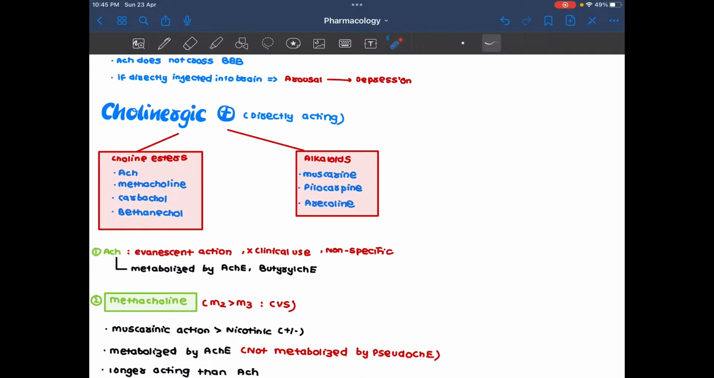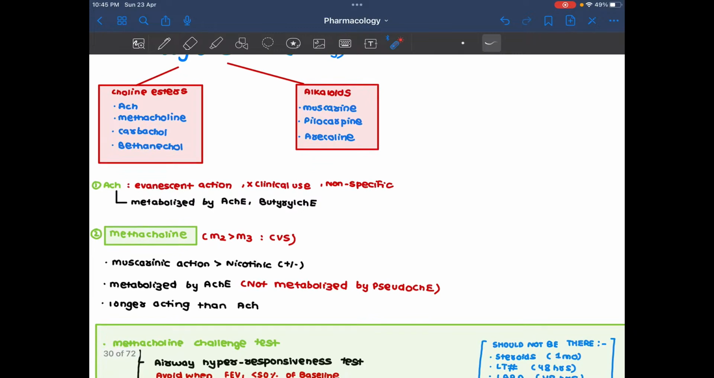We have choline esters and we have alkaloids. In choline esters we have acetylcholine, methacholine, carbachol and bethanechol. And in case of alkaloids there is a separate group. We have muscarine, pilocarpine and arecoline. In case of alkaloids, I'm going to only use pilocarpine as a significant drug for us because that is important for us clinically. Choline esters: acetylcholine, methacholine, carbachol, bethanechol.